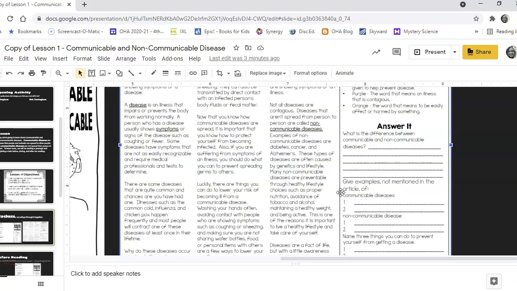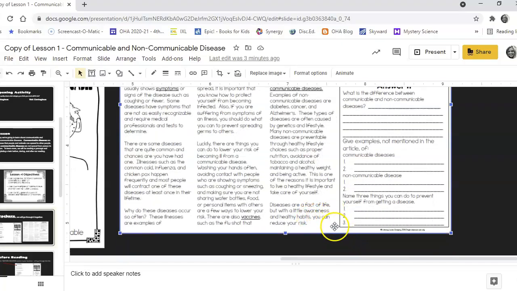Many non-communicable diseases are preventable through healthy lifestyle choices such as proper nutrition, avoidance of tobacco and alcohol, maintaining a healthy weight, and being active. This is one of the reasons it is important to live a healthy lifestyle and take care of yourself. Diseases are a fact of life, but with a little awareness and healthy habits, you can reduce your risk.